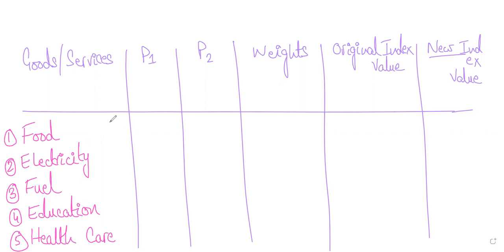Are you guys getting me? But obviously we don't have that much time and we want to keep it simple. So we will just sum it up. We'll put everything in one category, that is food. Similarly, electricity, fuel, education, healthcare. Okay, now let's get started.